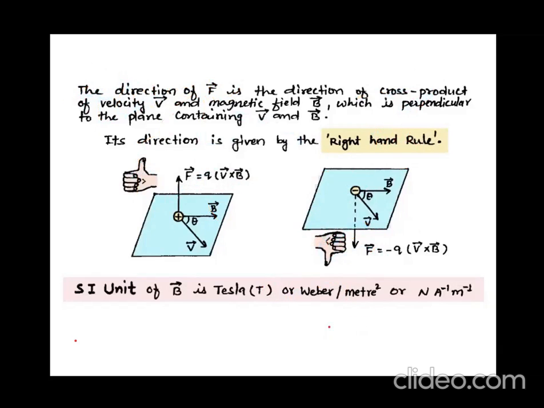Right. Now, magnetic field B, its SI unit is either Tesla or Weber per meter square.